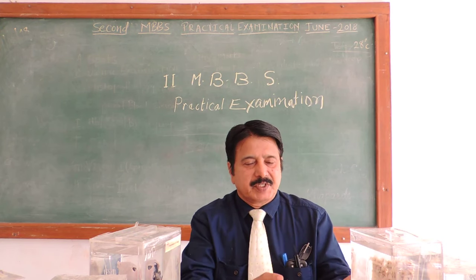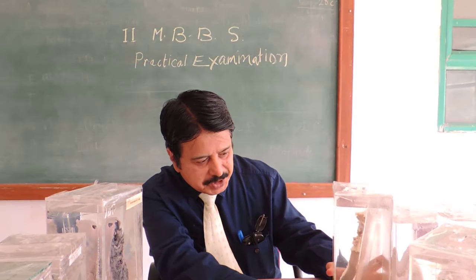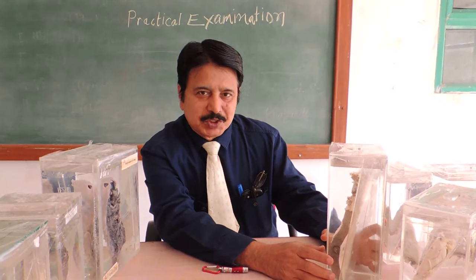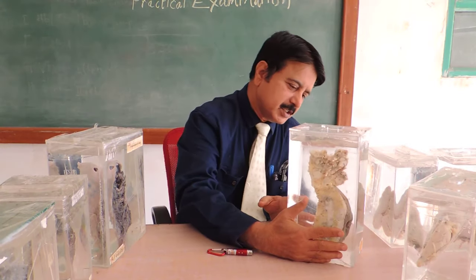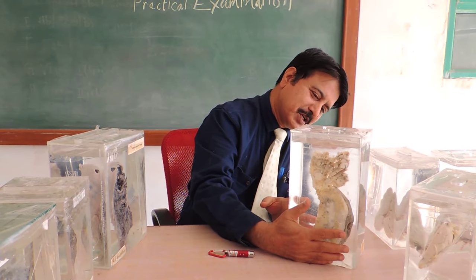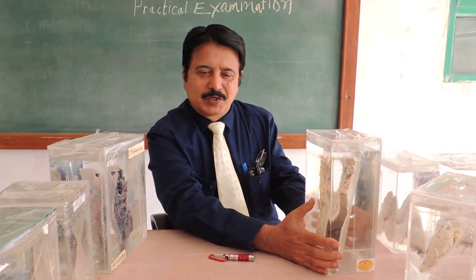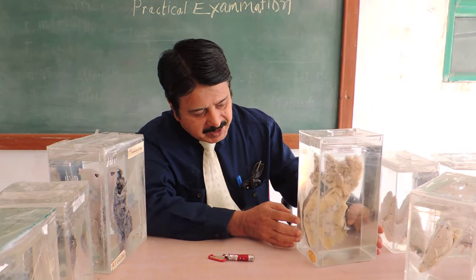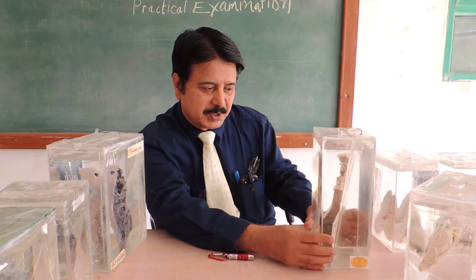First thing is, when you are given a specimen, you have to look at the specimen. Even if you know the specimen, you have to look at it from all the angles, as if you are seeing it for the first time. Even though you know the specimen, you have to see it from all the sides, so the examiner is convinced that you are carefully looking at the specimen.